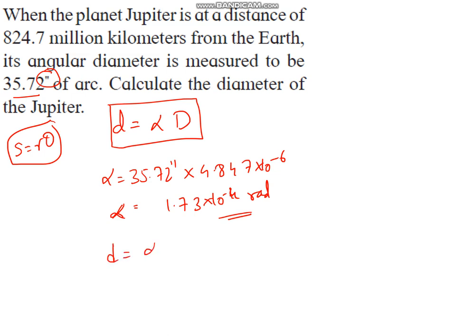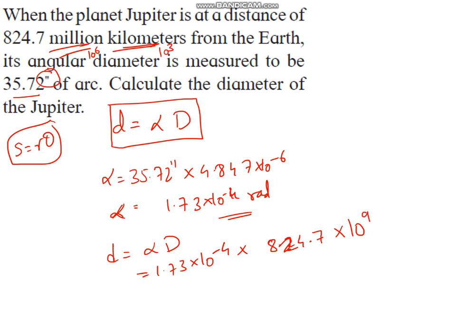To find the diameter, we'll multiply alpha into d. Alpha is 1.73 into 10 raised to minus 4 into d is 824.7. Million is 10 raised to 6. Okay, remember this, million is 10 raised to 6, and this kilometers needs to be converted into meter, so 10 raised to 3, that makes it 10 raised to 9. The final answer will be 1.428 into 10 raised to 5. I've converted this back into kilometer.